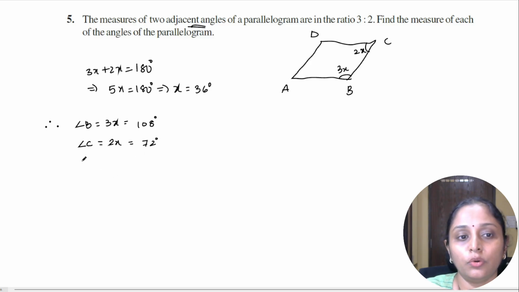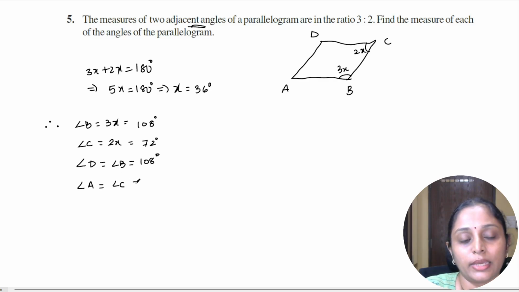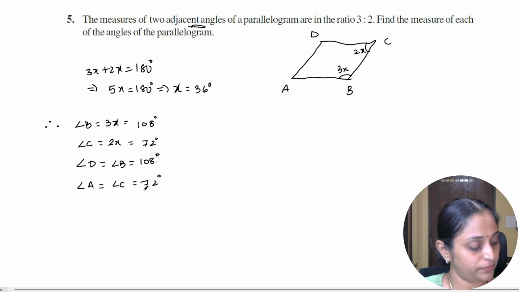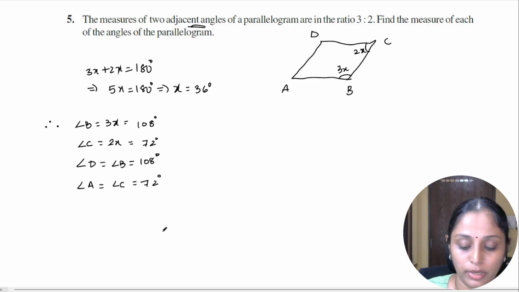Okay, and then you know the remaining angles. Angle D is opposite to B, therefore it has to be 108, and angle A is opposite to angle C, therefore it has to be 72 degrees, right? So that is your next question. We found out all the 4 angles.